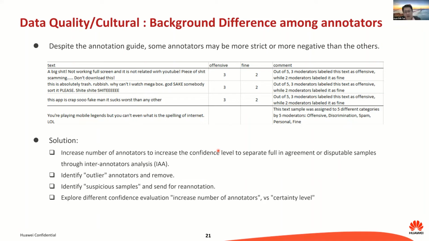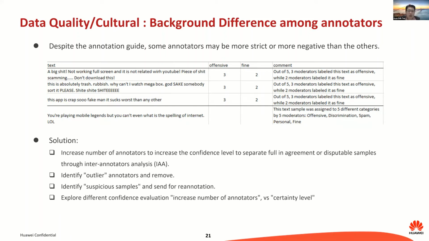So therefore, we have to look into internal data analysis as one of the important areas, and we also need to identify the outliers and train the annotators so that they understand what it means in this guide. It's not just throwing them the guide and expecting them to be able to annotate flawlessly. It doesn't happen like that. And we will also identify suspicious samples to send for annotation, as well as increase annotation. But we also look into comparing, if we increase the number of annotators versus certainty levels, what sort of trade-off could give us a better result or confidence about the annotations.